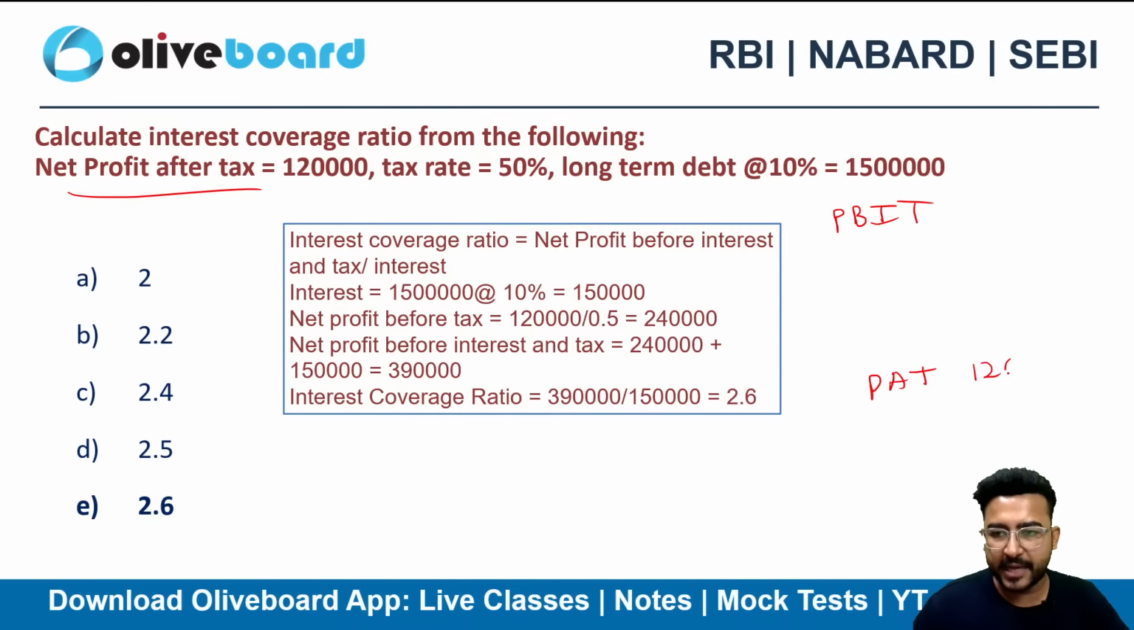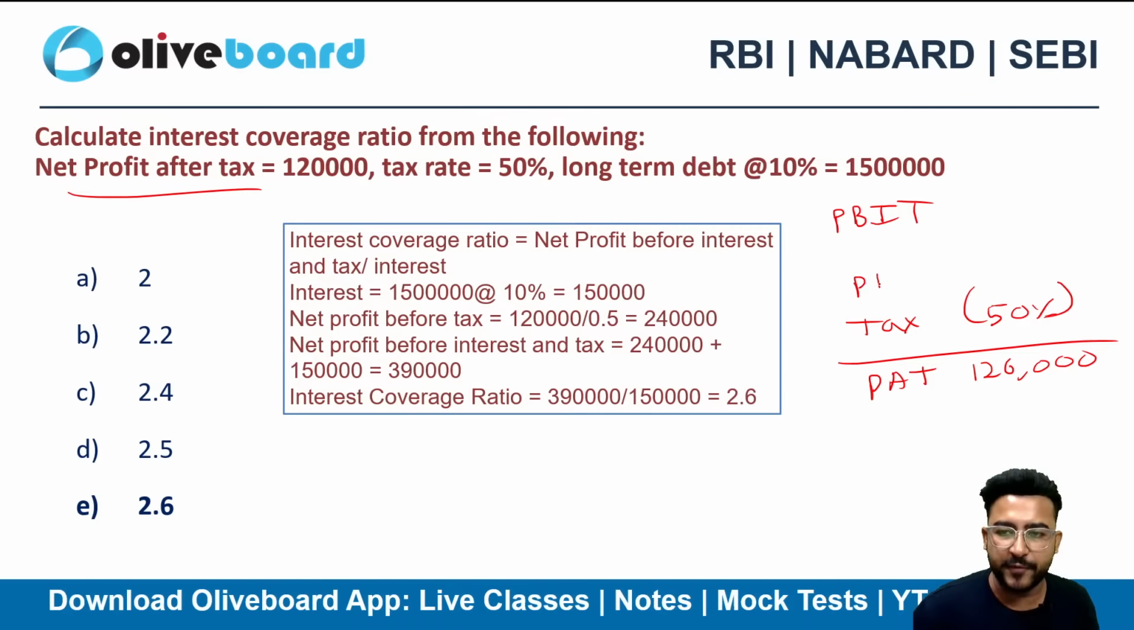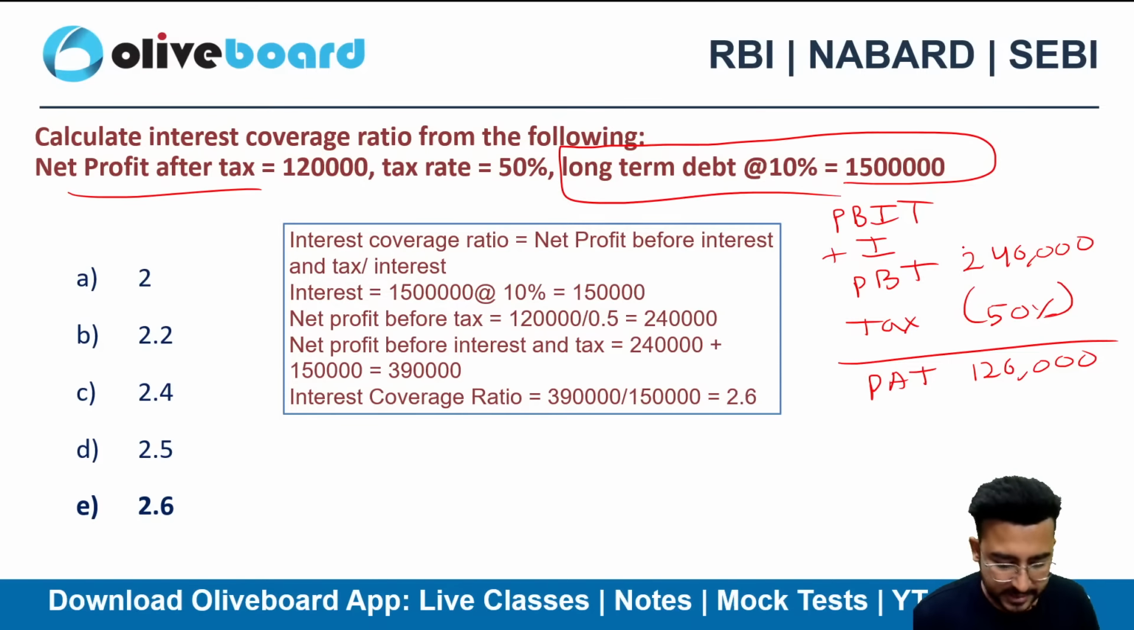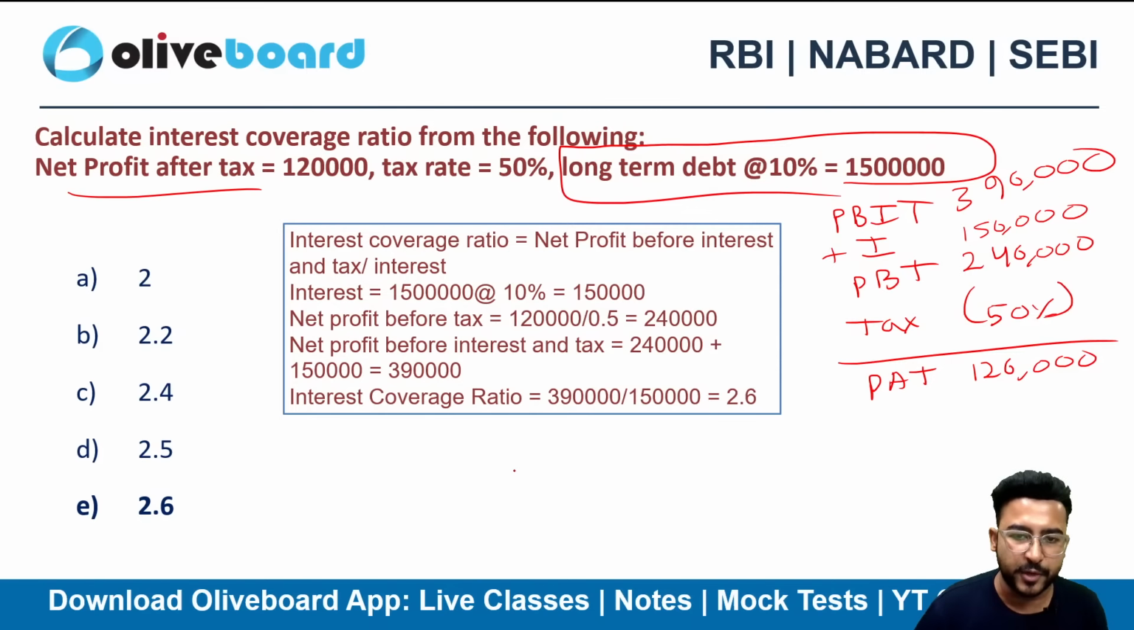So this is 1,20,000 rupees. My tax rate is 50%. So I must have deducted my tax in order to calculate the profit after tax. So what will be my profit before tax? 2,40,000 rupees, right? Then you need to add back the interest component as well, which is 1,50,000. 10% of 15 lakhs, 1,50,000. So 3,90,000 will be your profit before interest and taxes.